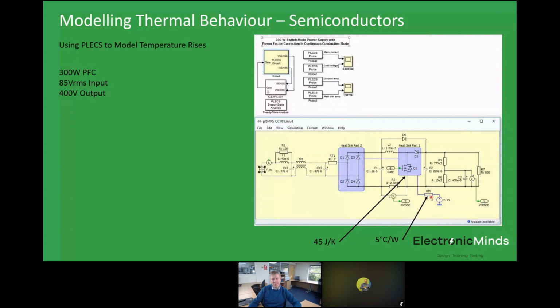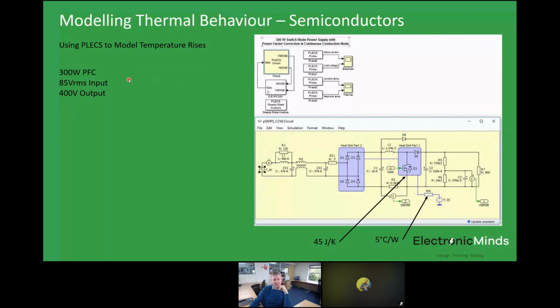So what we're saying here is, in this simulation case, we have a 5 degrees C per watt heatsink, and the local ambient is 25 degrees C. You can also specify the thermal capacitance, effectively the thermal mass of that heatsink. In the simulation case here, that's 45 joules per Kelvin. What it really means is it takes a while for that heatsink to warm up.